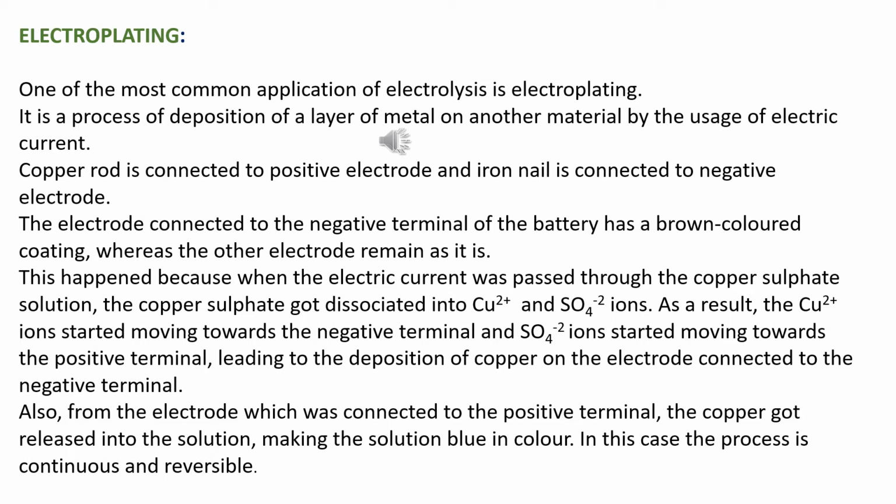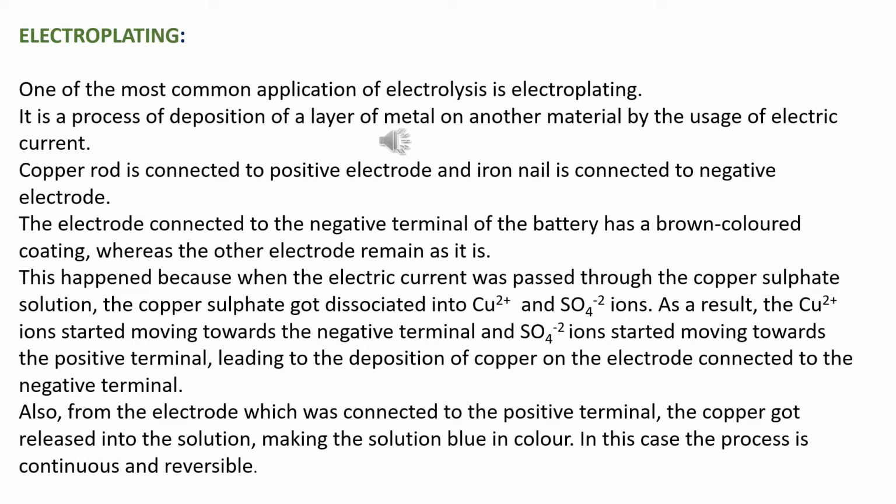This happens because when electric current passes through the copper sulfate solution, the solution gets dissociated into different ions, like copper 2+ ion and sulfate 2- ion. So there is a positive ion and a negative ion. As a result, the copper ion moves towards the negative terminal, and the sulfate ion, as it is negative, moves towards the positive terminal. This leads to the deposition of copper on the iron nail connected to the negative terminal.